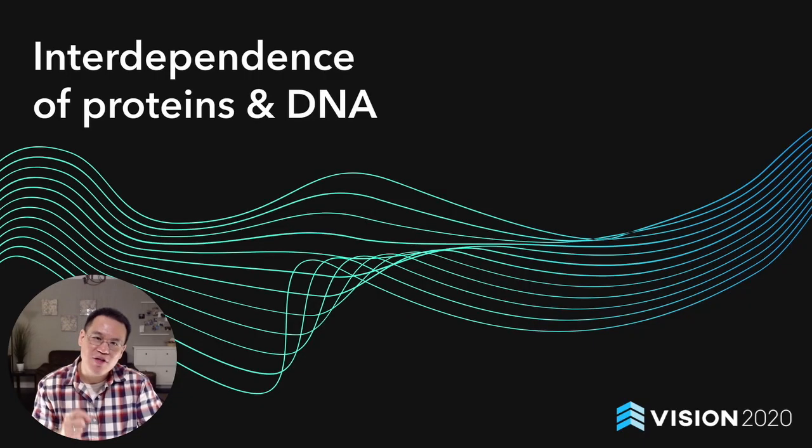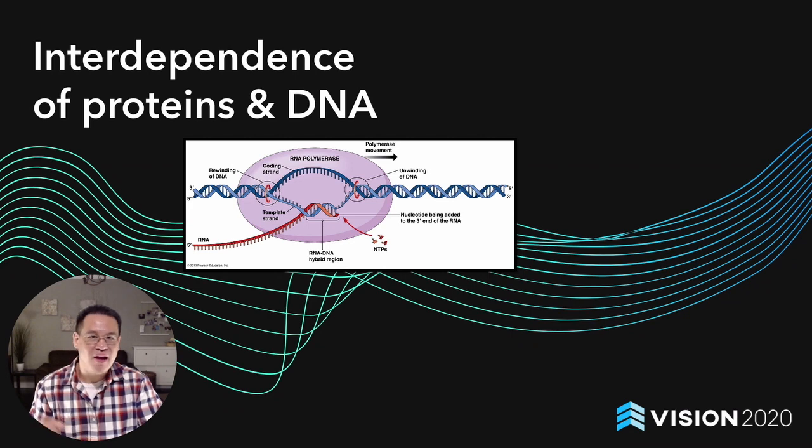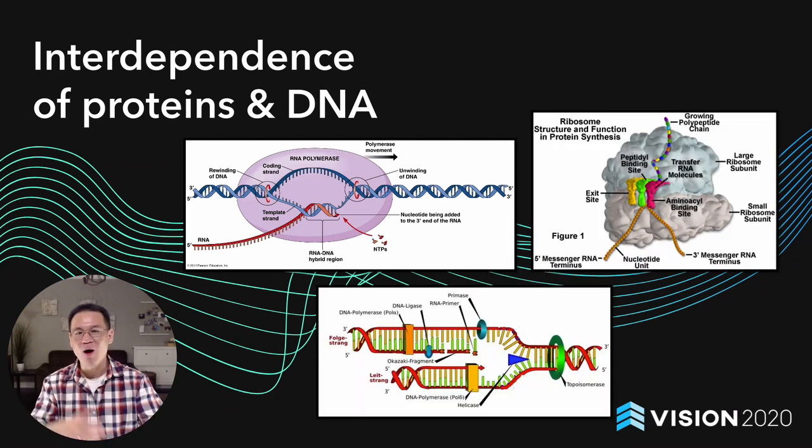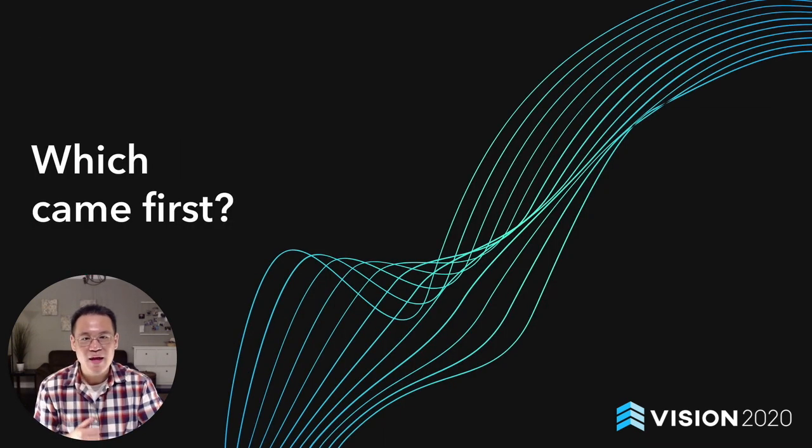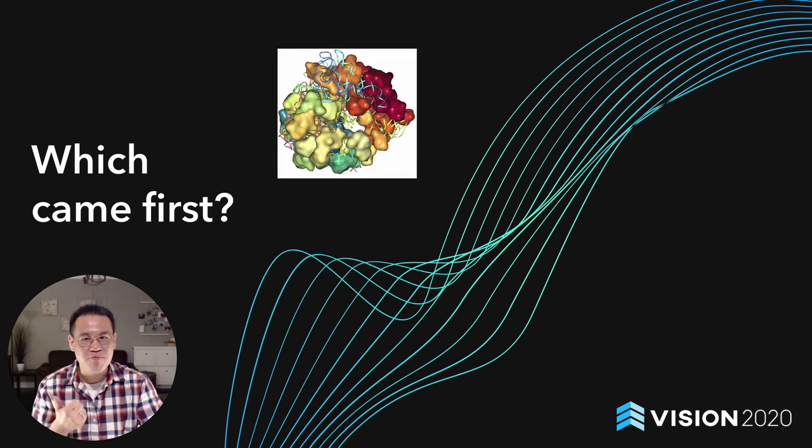You may remember one of the issues that origin of life scientists had to solve was the interdependence of proteins and DNA. You remember when we watched that first video, we saw how interconnected these two things were to produce the materials necessary for life. Transcription, translation, replication all require both DNA and proteins working in concert together. Without either one, the whole process falls apart. So how did they arise? Which came first?